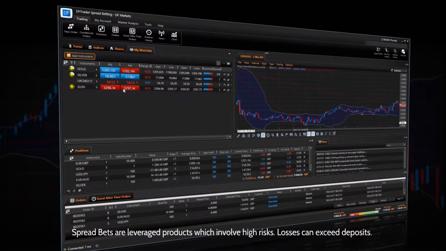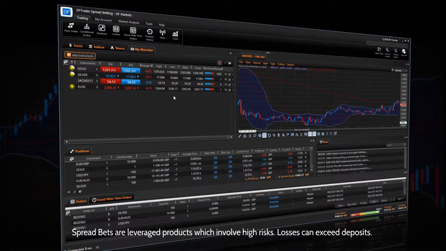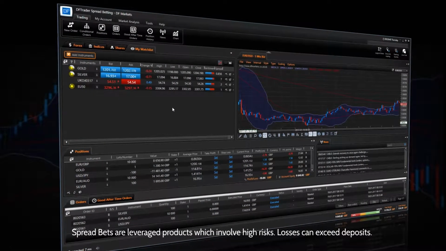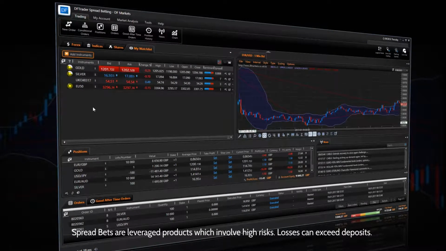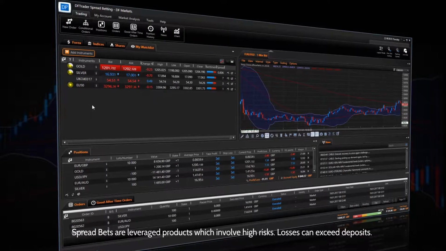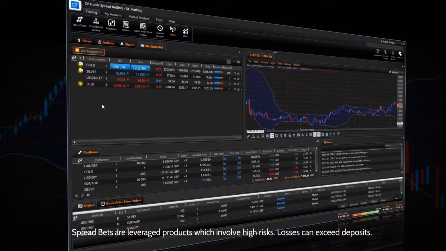The My Watchlist tab is where you can add or remove instruments whose quotes you wish to monitor, no matter whether they fall into any of the other categories. The watchlist can be used to store your favorite or frequently traded markets.